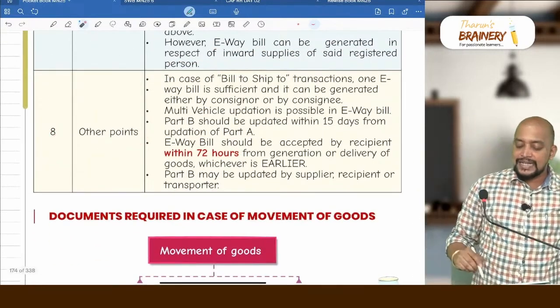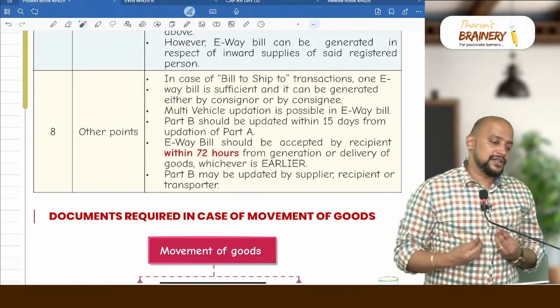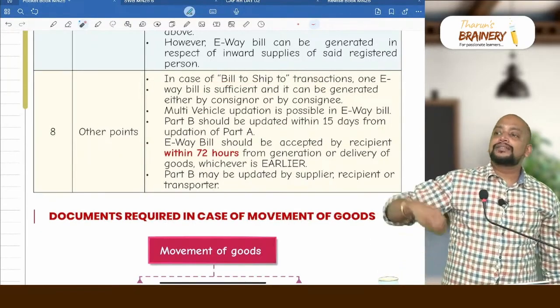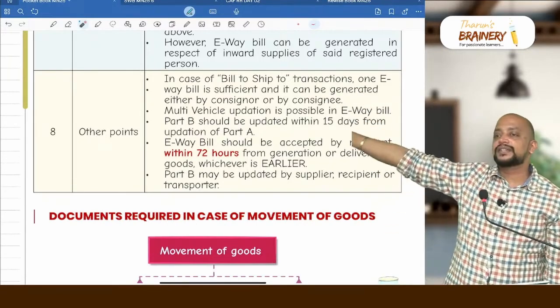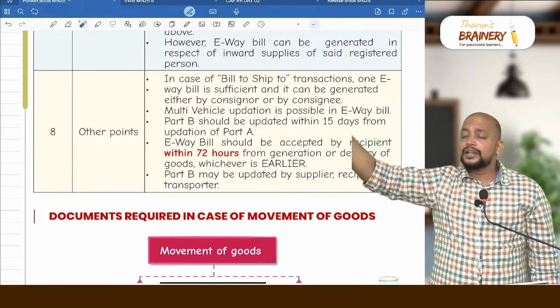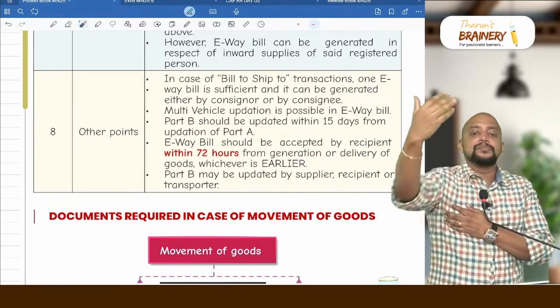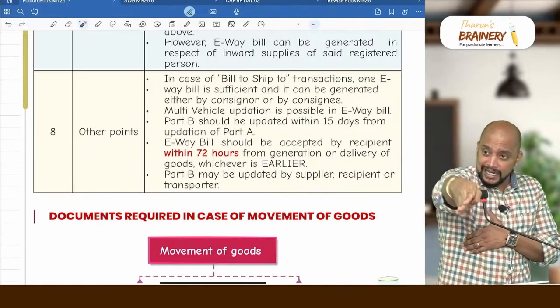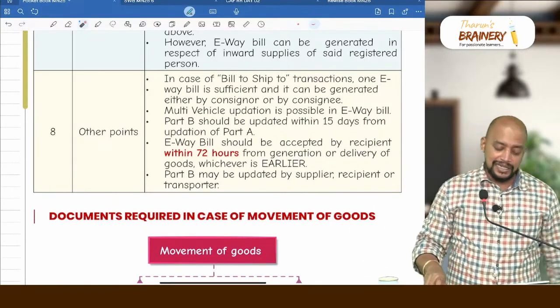Then other points, in case of bill to ship to transactions, usually I am making supply to a third person, but I am raising the invoice to you. You are my billing address and the third person is the shipping address. You in turn will raise an invoice to the shipping address. Now in that case there are 2 supplies, one between the supplier and the billing address, second between the billing address and the shipping address. Even though there are 2 supplies, there is only one e-way bill that is required.